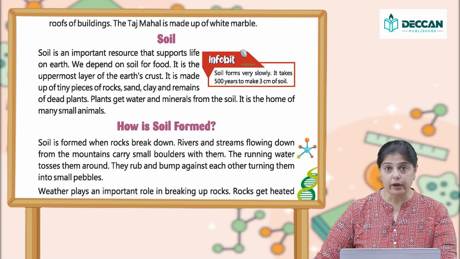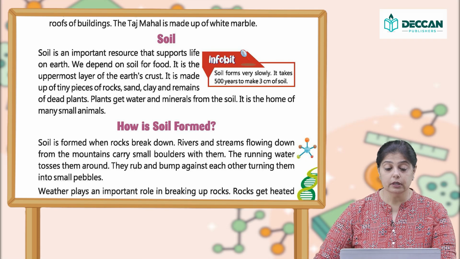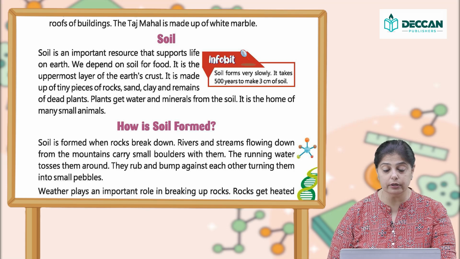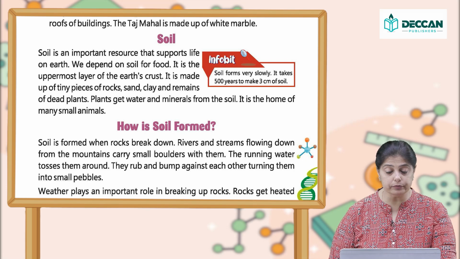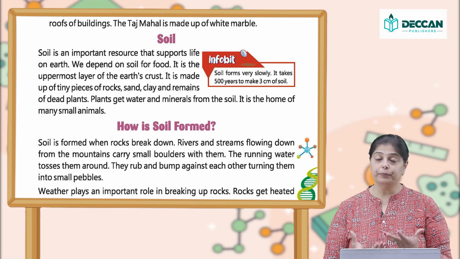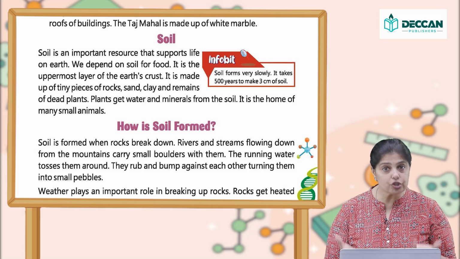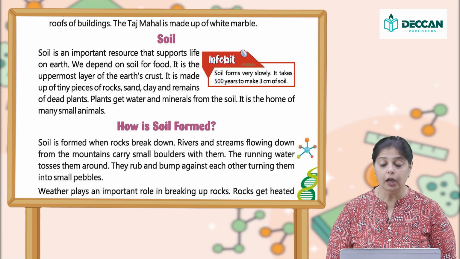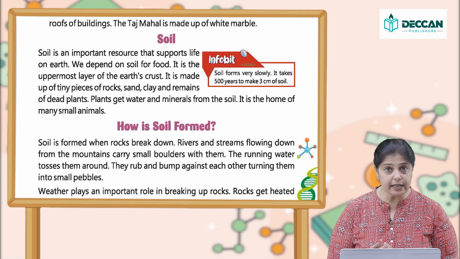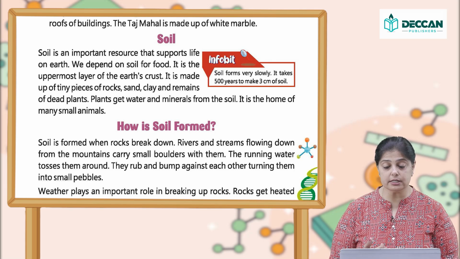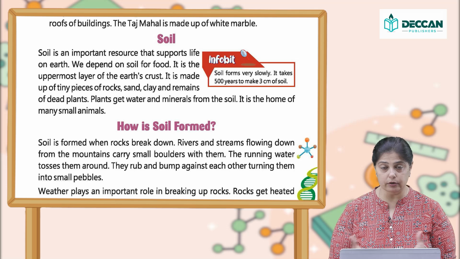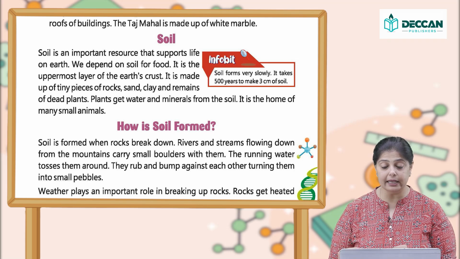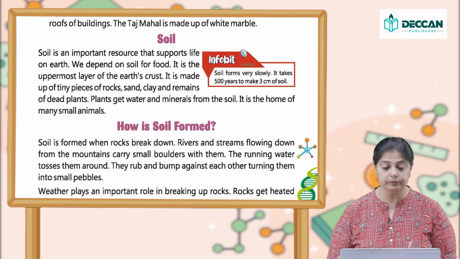Okay, soil. Now let's talk about soil. Soil is an important resource that supports life on earth. We depend on soil for food, and you know that plants are planted in the soil, and that's how we get our food. So the uppermost layer of the earth's crust is the soil. It is made up of tiny pieces of rocks, sand, clay, and remains of dead plants.